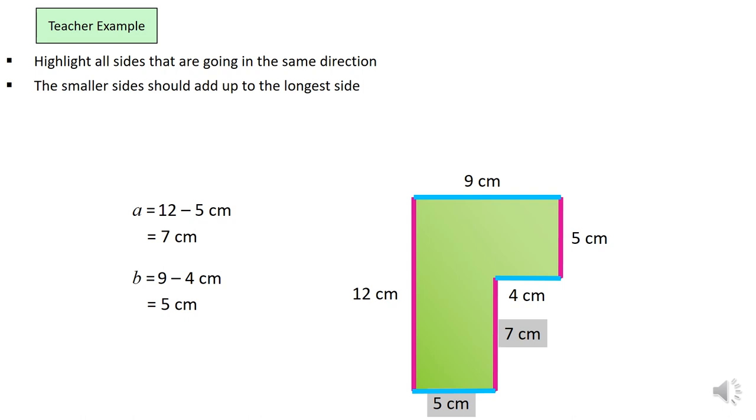And now that we've found the missing lengths, we can simply just add them together, and that would give us our perimeter, 42 centimeters. Okay?